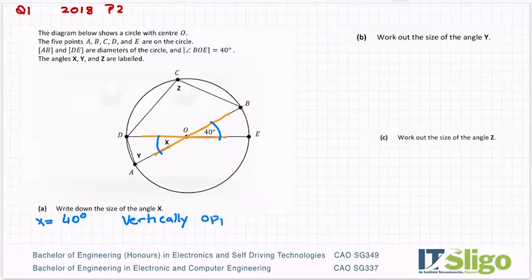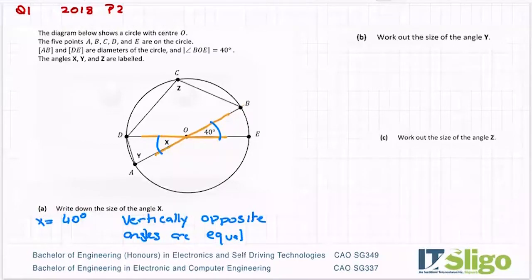So vertically opposite angles are equal. Okay, so X is 40 degrees. And once you know these statements, it is that easy to collect whatever marks were for that question, whether it was 5 or 10 or whatever. Okay, so that was the angle X. So I'm going to rub out these markers now, and I'm just going to put a little 40 degrees in here beside X. So this angle here is also 40 degrees.